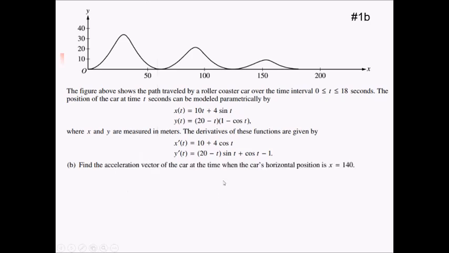For this part of the problem, they want the acceleration vector of the car at the time when the horizontal position is x equals 140. So I have to start by finding t, and then I can take the derivative of these derivatives at whatever that time is. So let me start by setting my x of t equal to 140, and I'm going to solve this on the calculator now.